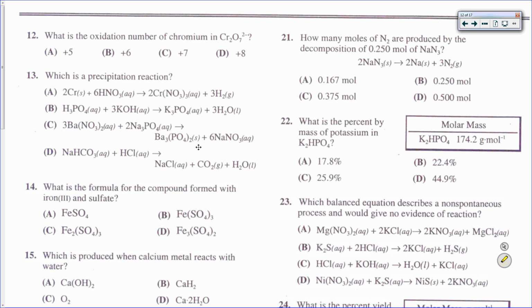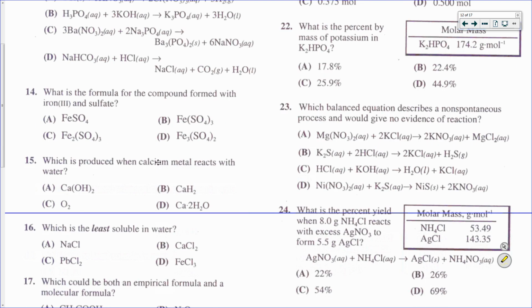Okay? Just understanding that. Same if it's a gas forming reaction. If it's an acid base, what's the products of an acid base reaction? Water and a salt. Okay? So those things should be able to do really quick. All right, so what's the formula that results from a combination of iron 3 and sulfate? You've got to know what sulfate is. Okay, so you got to know your common polyatomic ions.